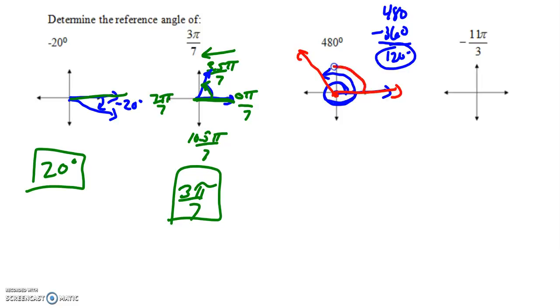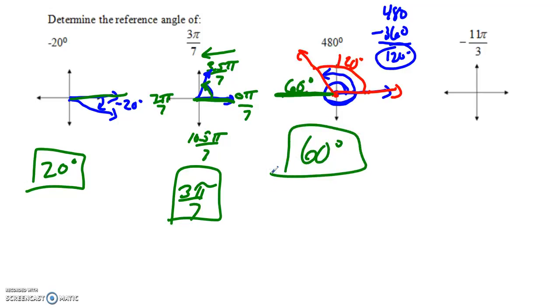And this would be 120 degrees from here to here, which means that the reference angle cannot be obtuse, but it can relate to the x-axis. So if we've gone 120, that means we have 60 more degrees to go. So 60 degrees would be my reference angle in this case. Again, if someone's wondering where did the 480 go, I subtracted out a full rotation and then wrote down what I had remaining.